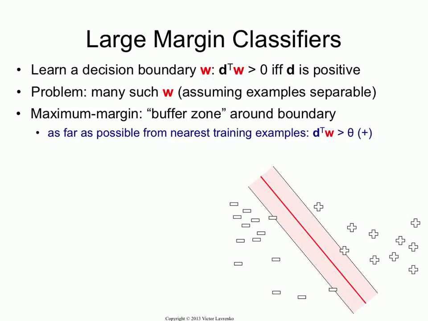What this generally means is that your decision boundary is still a dot product. You're still looking at whether the dot product between the document and the weight vector is positive or negative, but what you would like to ensure is that all the positives are big numbers, bigger than some theta that is positive, and for negatives, they're smaller than minus theta. So you're separating the positives and negatives not by a thin red line, but by a buffer zone, and you want that buffer zone to be as big as possible.